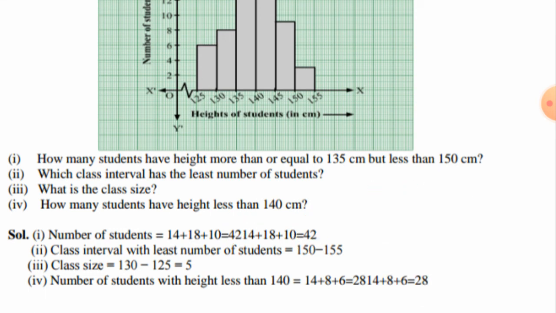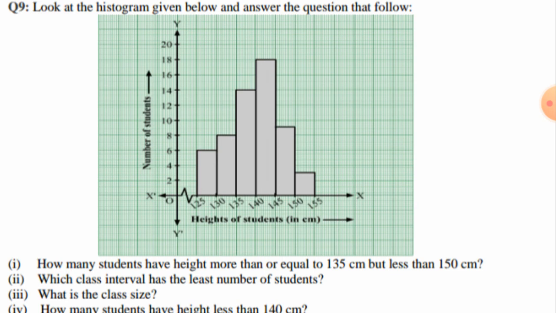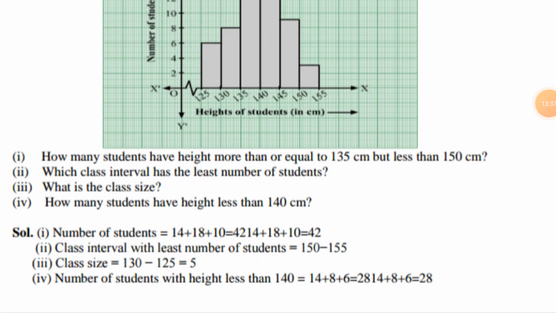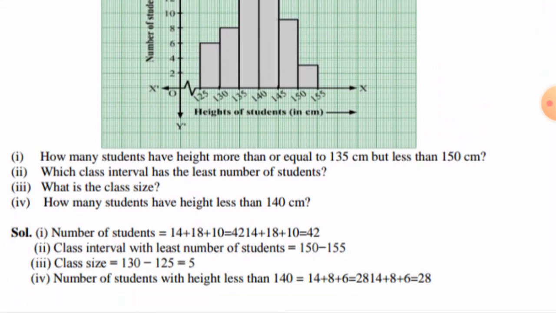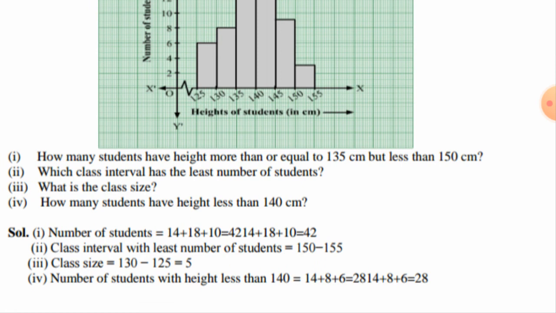Now after this, see the next question. Which class interval has the least number of students? By looking at this histogram, the least number of students is in the class interval of 150 to 155. So this class interval will be 150 to 155. Now what is the class size? Class size means upper limit minus lower limit. Here the upper limit is 130 and the lower limit is 125. So it will be 130 minus 125, that is 5.